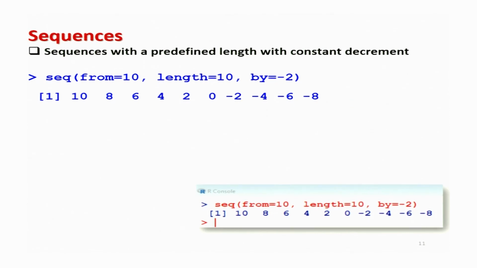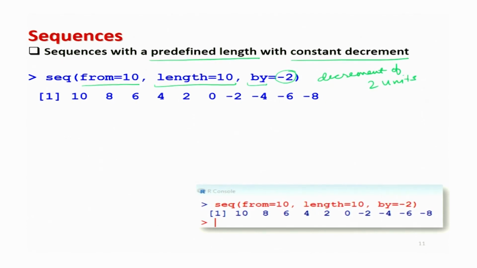And similarly, if I want to generate a sequence just like what we have done, but with a constant decrement, so the length of the sequence is predefined and there is a constant decrement, I can use either from or to, whatever you want. Suppose I want to generate a sequence beginning from is equal to 10, with 10 values in the sequence. So I can write length is equal to 10, and now by is equal to minus 2, because I want a constant decrement of 2 units. If you want to give something else, that you can also give.